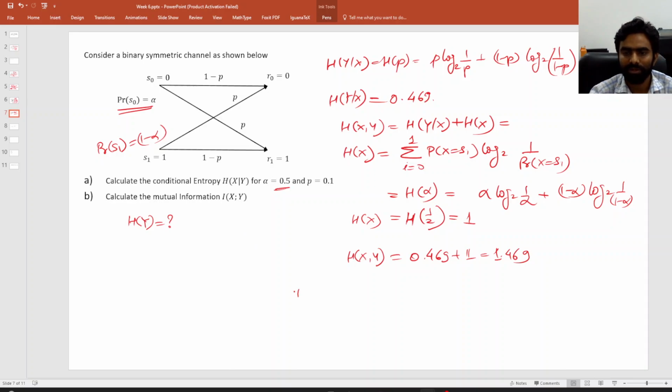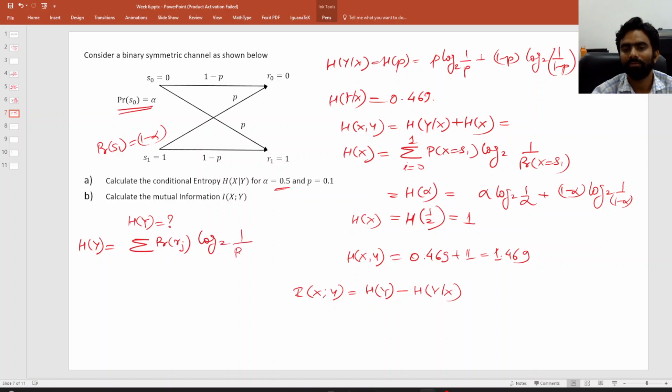So mutual information I of x, y would be h of y minus h of y given x. Now we need to calculate h of y. So what will be the value of h of y? So h of y is nothing but summation of probability of Rj log 2 of 1 by probability of Rj, j equal to 0.